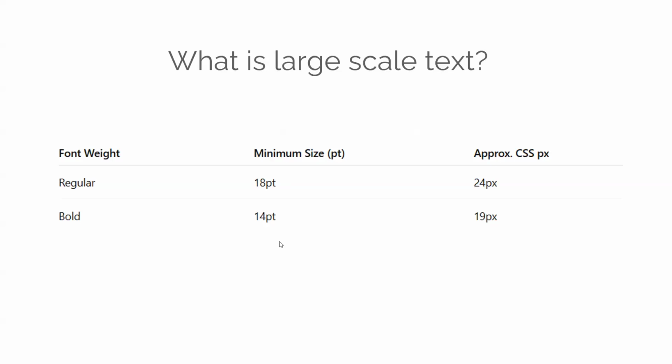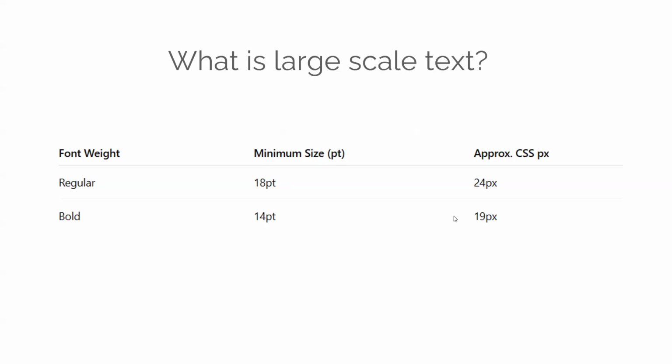So you might want to screenshot this, or you can wait for a link to the recording. But this is generally what WCAG means by large scale text. And you can see what that looks like in terms of regular text or bold text. So if you're wondering, well, how do I know which to use? This is generally going to be your rule of thumb.